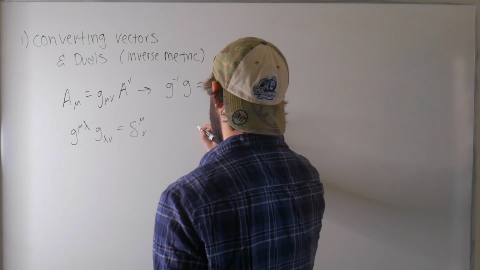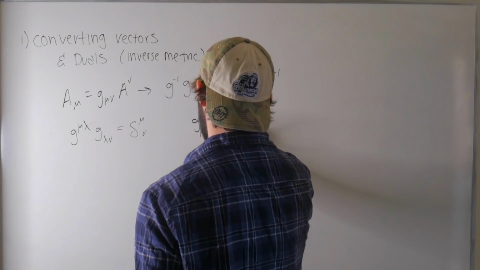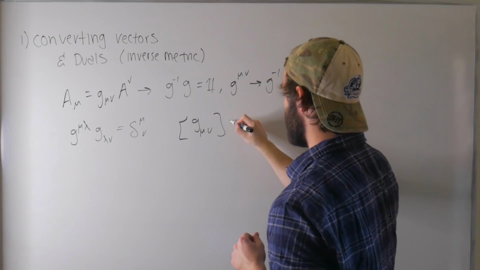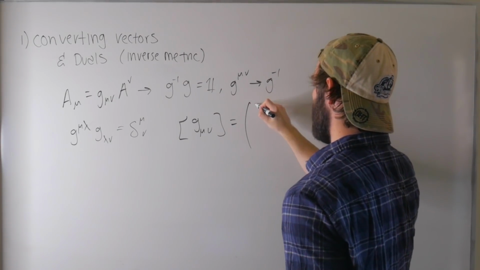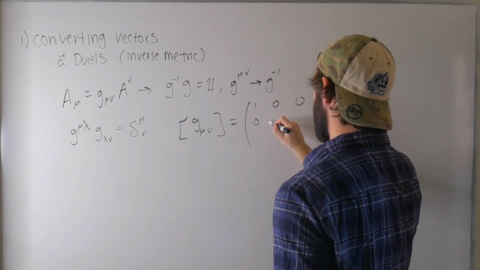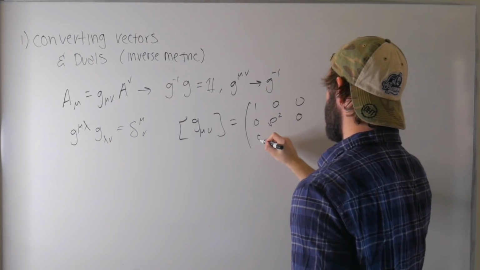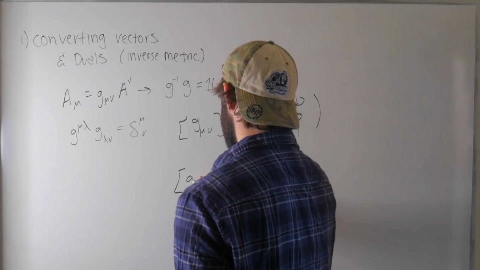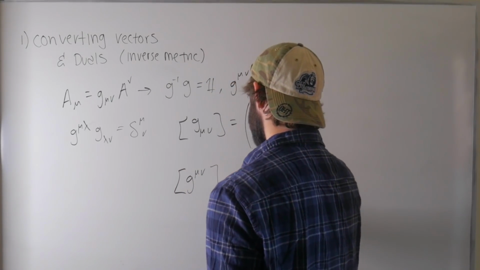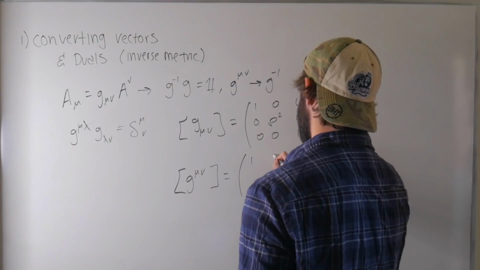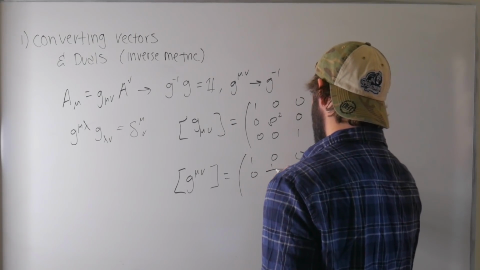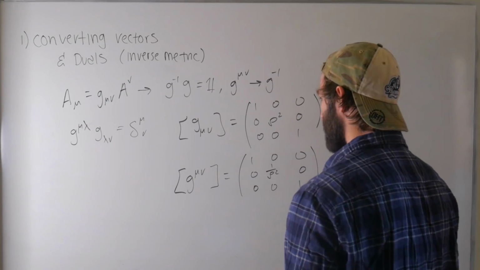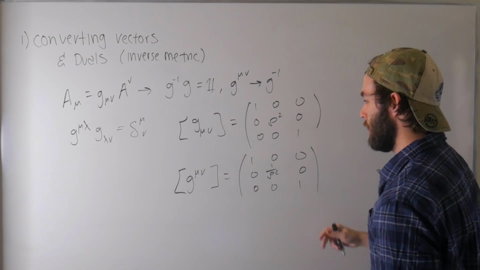Okay, so a quick example of something like this. We know that the matrix representation of the metric in, say, cylindrical coordinates is going to be 1, 0, 0, 0, rho squared, 0, 0, 0, 1. So in this case, the metric with upstairs indices, G mu nu, is going to be 1, 0, 0, 0, 1 over rho squared, 0, 0, 0, 1. And you can multiply these matrices together.